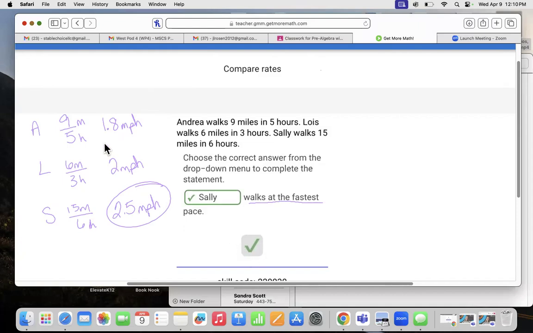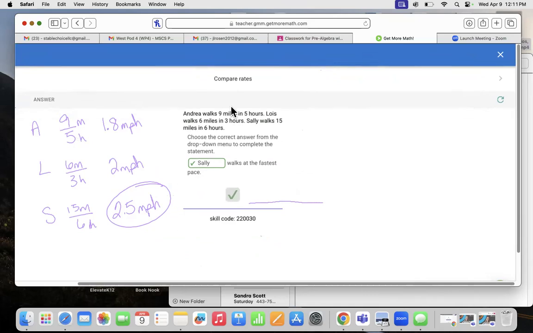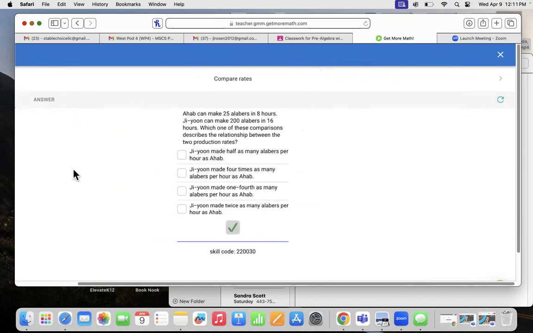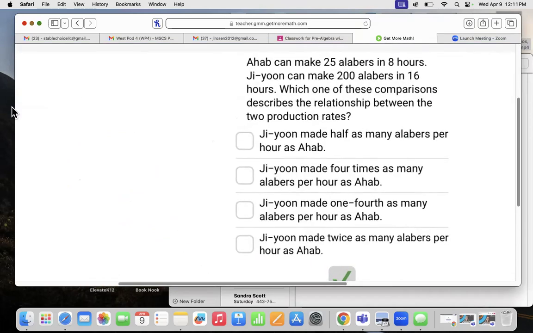Okay. So again, always put your organization of your ratios in the same order to be able to compare them. So again, order is going to matter. This one here, let's see what it's got going on. It says Ahab can make 25 alibers in 8 hours. Okay. Nobody knows what an aliber is. Nobody really cares. So don't get distracted with that.